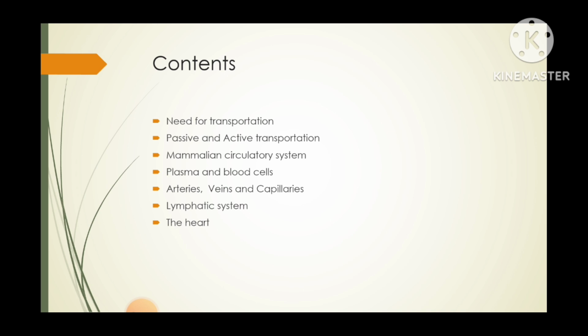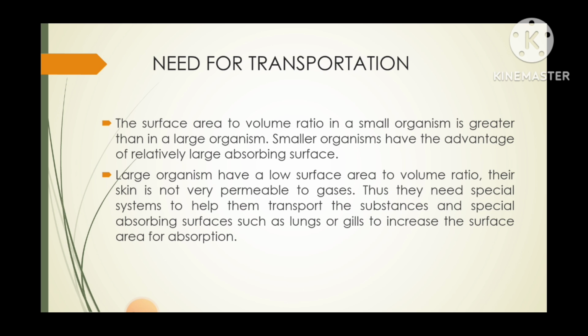I'll talk on the need for transportation, active and passive transport, the mammalian circulatory system, the plasma and the blood cells. I will talk on the arteries, veins and capillaries. I will talk on the lymphatic system, and I will briefly talk on the heart. So let's start. The need for transportation.